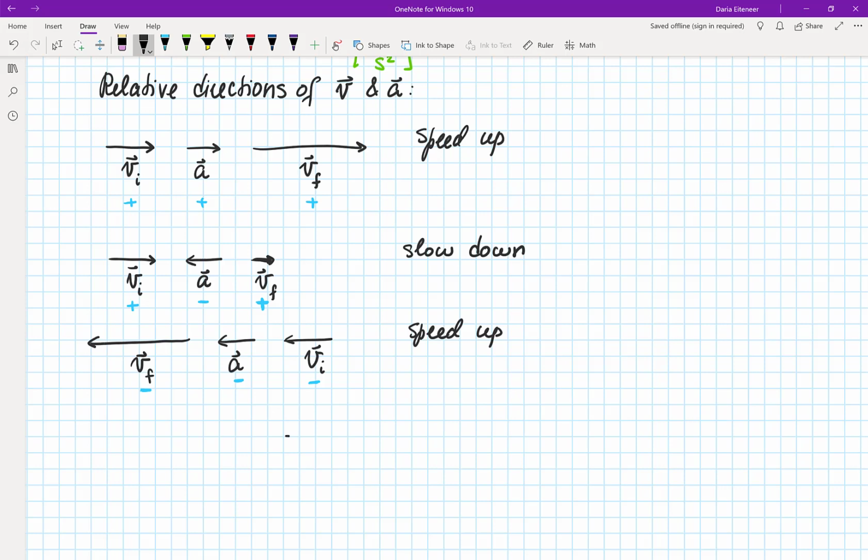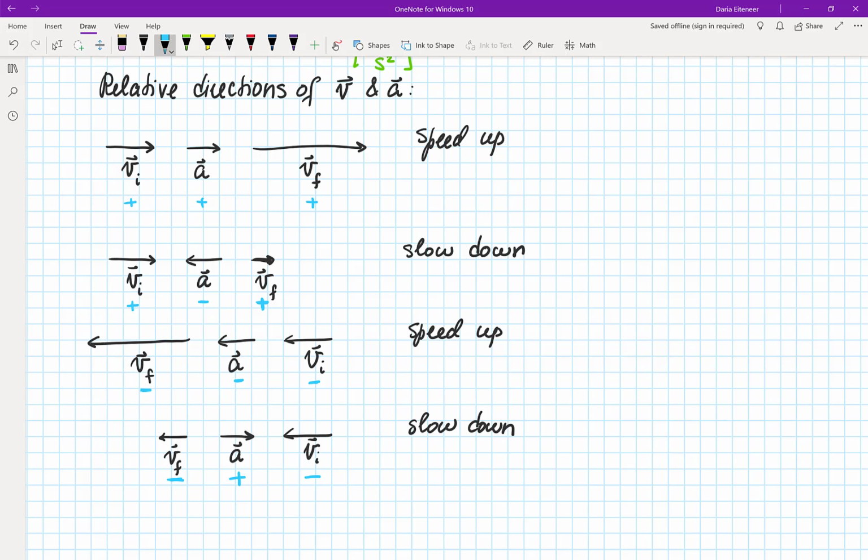And what about this case? If I have V initial like this, and I have acceleration in the opposite direction, what's going to happen? The object is going to slow down. And yet, if you look at the signs, velocity is negative, acceleration is positive, and final velocity is still negative there. So again, English is not always the best thing to refer to. Physics language is better. It's more precise on one hand, and on the other hand, it's less confusing. So acceleration just means change in velocity.